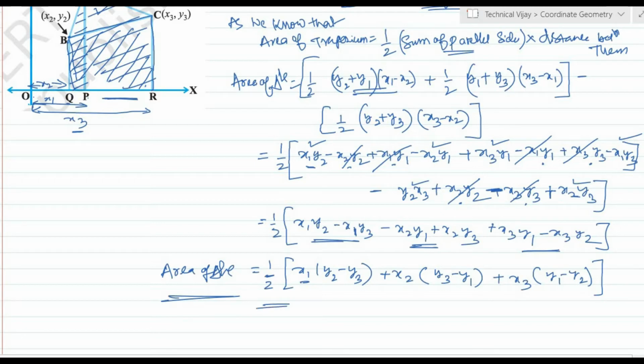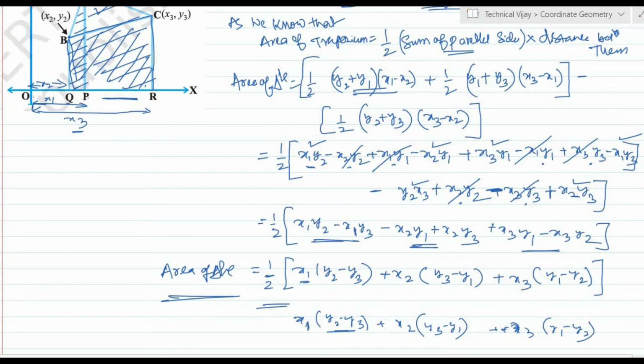So this formula is very easy to remember. See here, half, first we have to consider the x coordinate, that is x1, so the remaining two coordinates, that is the y portion, y2 minus y3, we have to write. Then x2, then x3, so x1, x2, x3, and y portion: y3 minus y1, and then y1 minus y2. That's all.